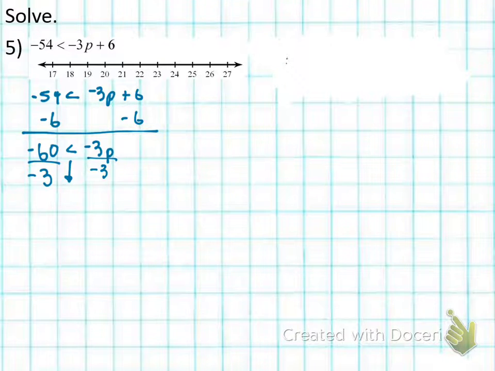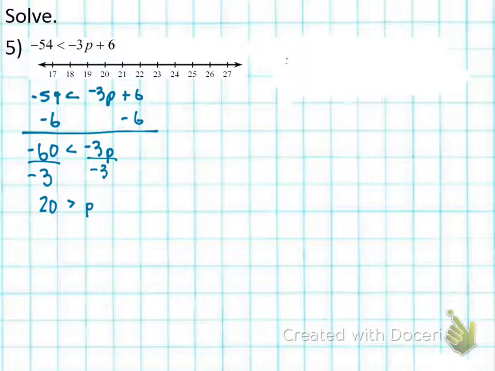So it says, look up here, everyone. Look what I'm doing. This is step 2. This is an example of step 2. So instead of less than, we're going to flip it, and it's going to be greater than. Whenever we multiply or divide by a negative, we need to do this. So 20 is now greater than P.